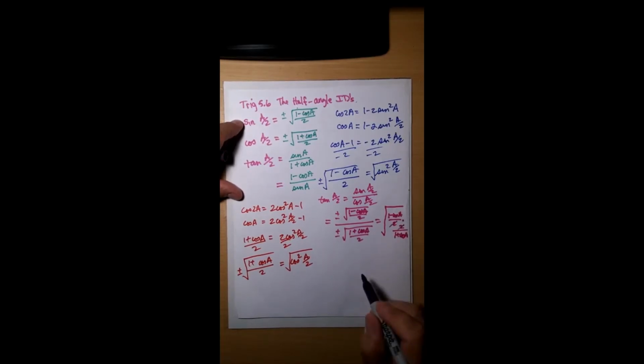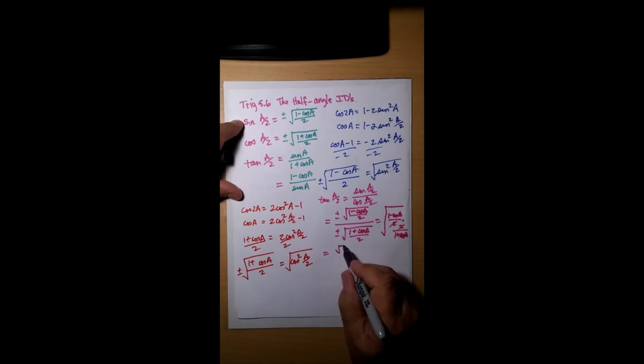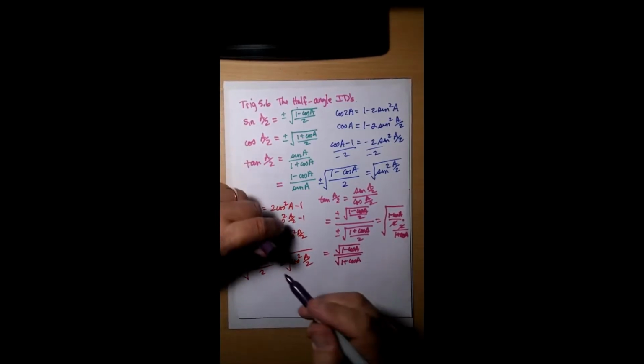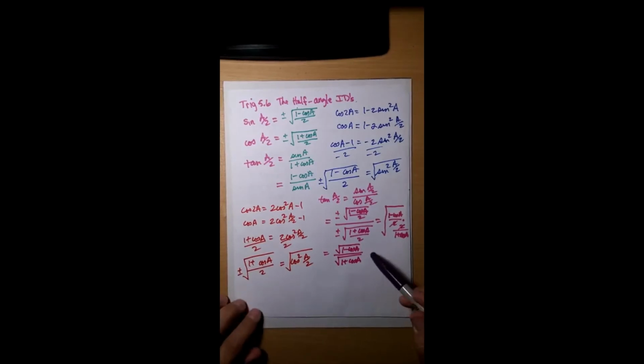Well, these 2's cancel, right? It's a really horrible way to write that, but I'm squeezing it in. That gives us one of the forms that the book uses: the square root of 1 minus cosine A over the square root of 1 plus cosine A. Because that one is so obvious, we just have to put these over each other, we're not going to memorize that one. You can memorize it anyway if you'd like.